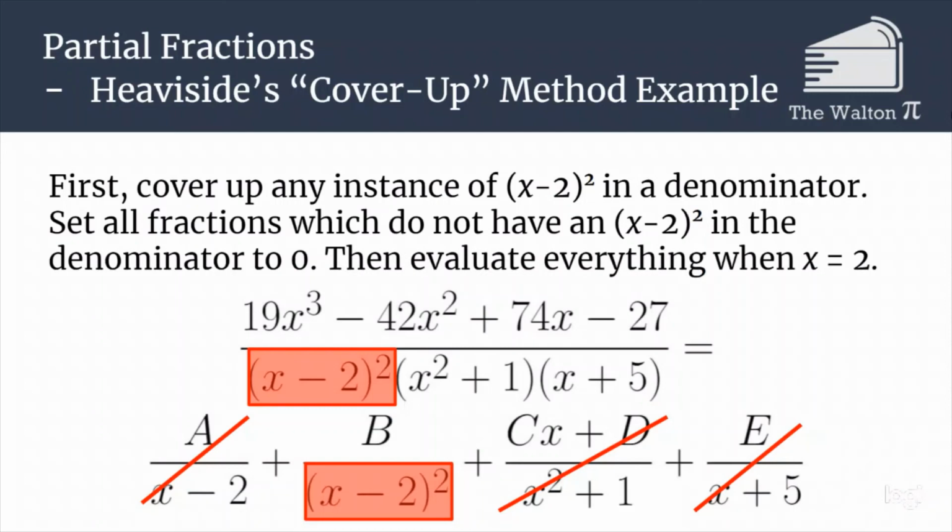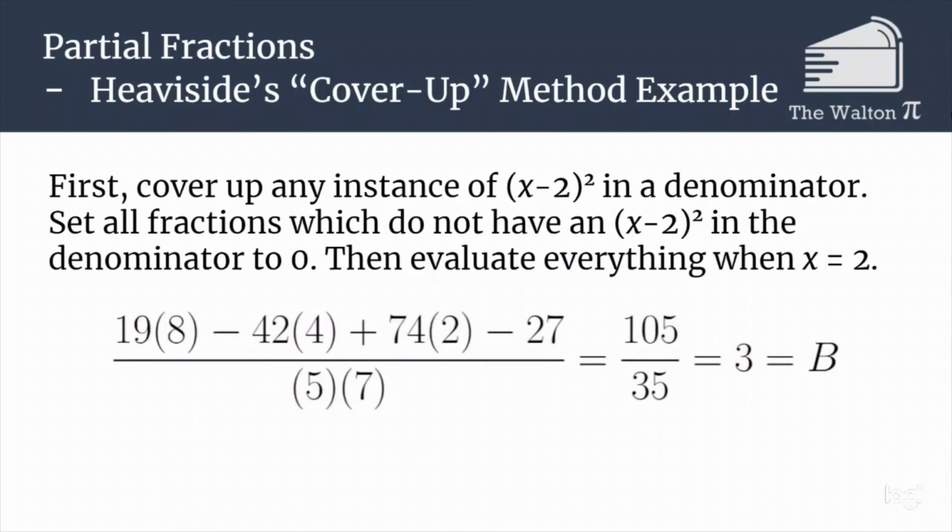Next, we're going to evaluate everything when x is equal to 2, because that is when x minus 2 is equal to 0. So once we've done that, we get 19 times 8 minus 42 times 4 plus 74 times 2 minus 27, all over 5 times 7, which is 105 over 35, which gives us 3. So that tells us that b is going to be 3. And that's how we're able to solve for b using the cover-up method.